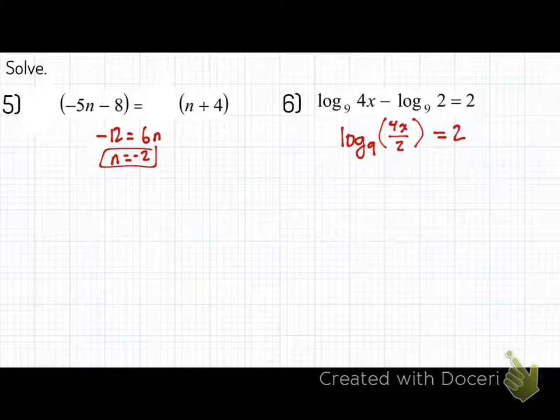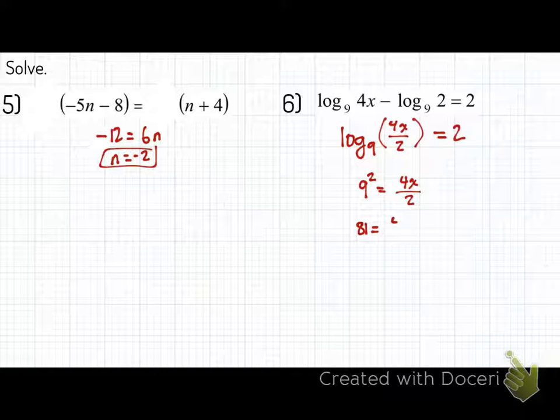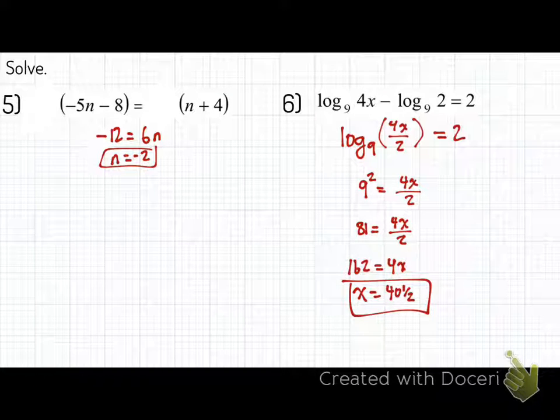Alright, so you see what just happened? Now we can convert this to an exponential equation. So we got 9 to the second power is equal to 4x over 2. And then we could work it out. 9 squared is equal to 81. Multiply both sides by 2. We get 162 is equal to 4x, so x is equal to 40 and 1/2. Okay? It's kind of hard? Alright, so I'm going to stop the lesson there. We got some practice.